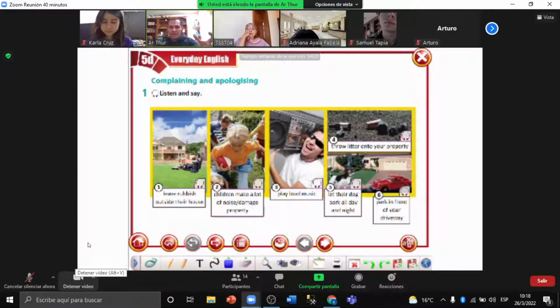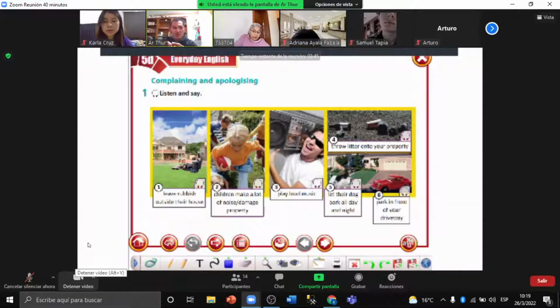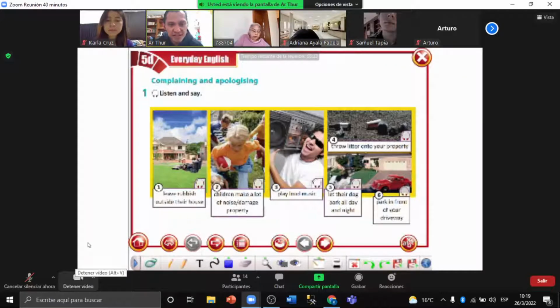In this case, complaining and apologizing is, for example, when you do actions and these actions are not so good for other people. For example, leaving rubbish outside their house. What happens, for example, when you go out on the street or open your door and you find lots of rubbish in your doorway? What did you say in this case?